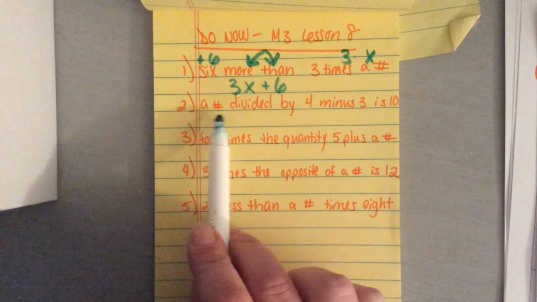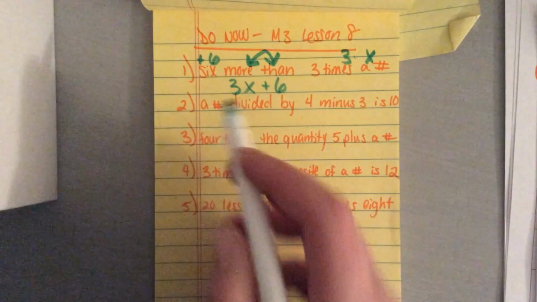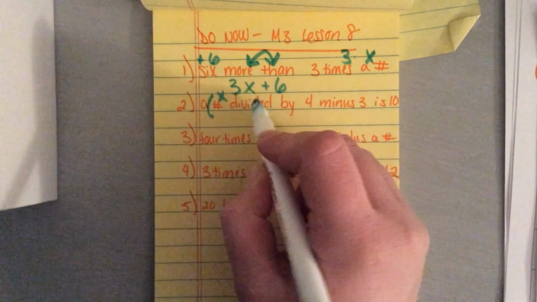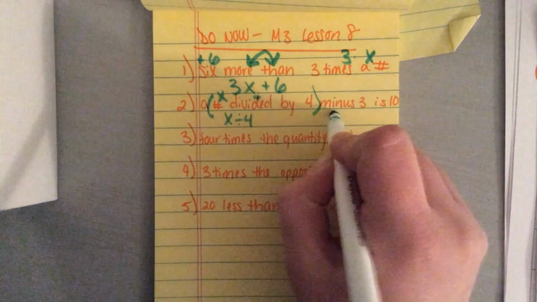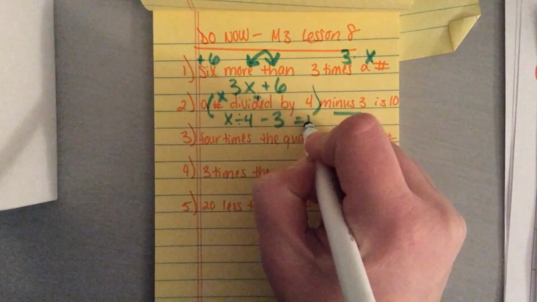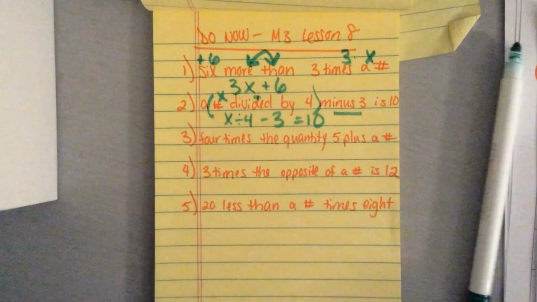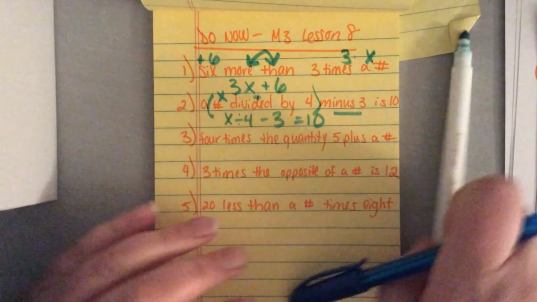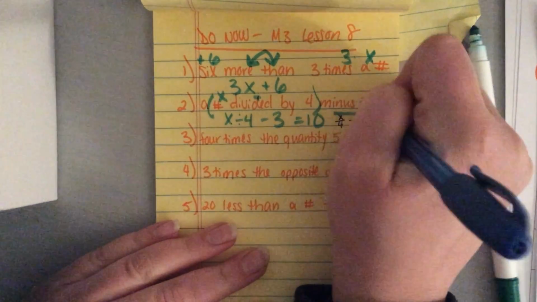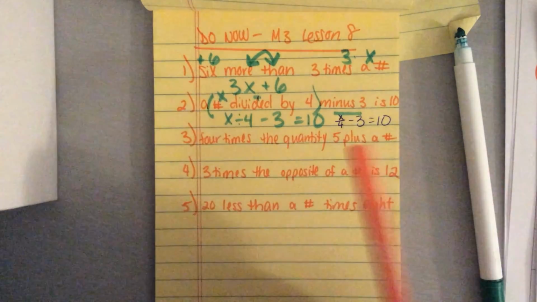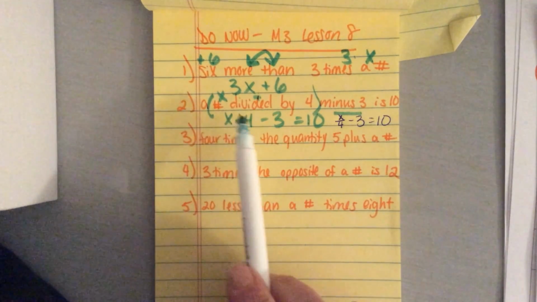Okay, 3, we have a number divided by 4 minus 3 is 10. So a number x divided by 4, so it's kind of together, x divided by 4 minus 3 is 10. This one could actually be written as a fraction as well. X over 4 is a fraction, minus 3 equals 10. This is the preferred way to write it here with the fraction, but this is also equivalent.